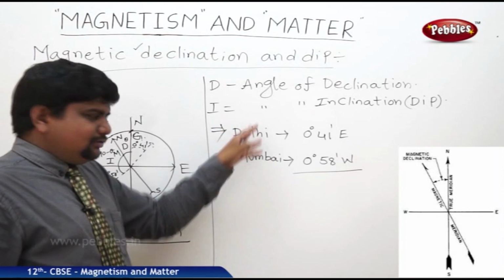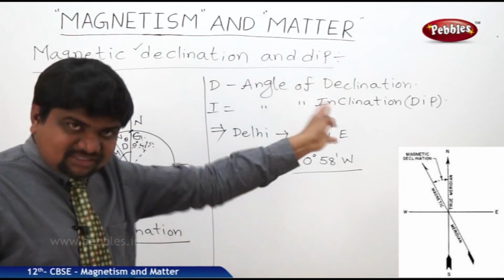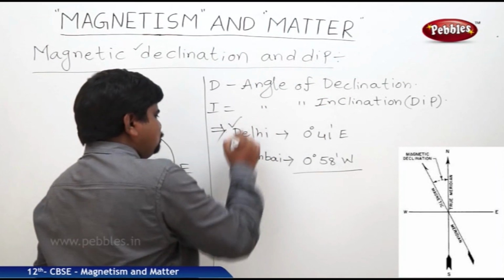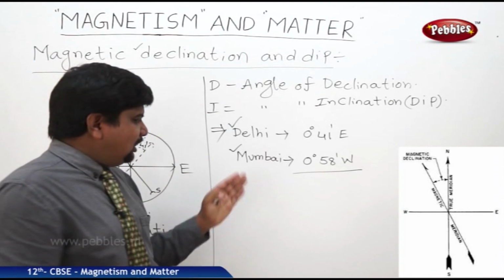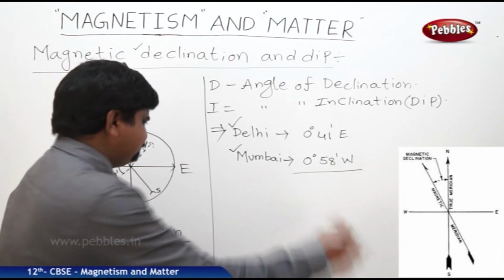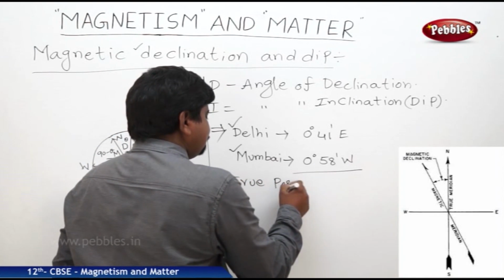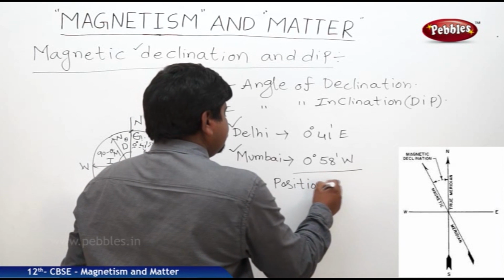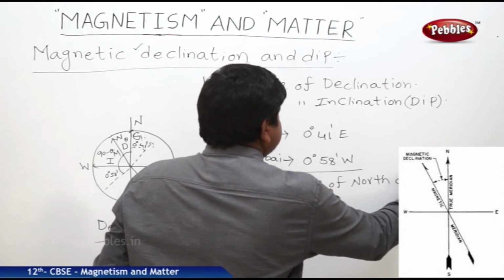So these two values are very small when compared to the remaining parts of India. That's why at these two places we can expect the true direction of the north, the true position of the north pole or north direction.